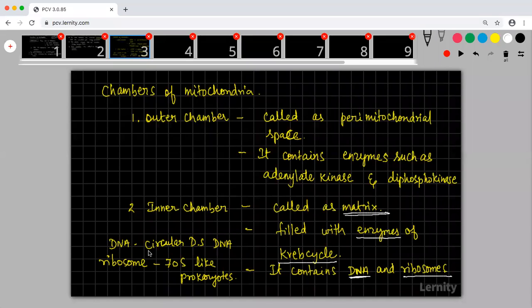And the DNA is usually circular double-stranded DNA, like how you see in prokaryotes. In the same way, the ribosome is also 70S, like what you see in prokaryotes. The eukaryotic ribosome is 80S. But the ribosomes which are present inside the mitochondria are 70S only. Are you guys able to understand?